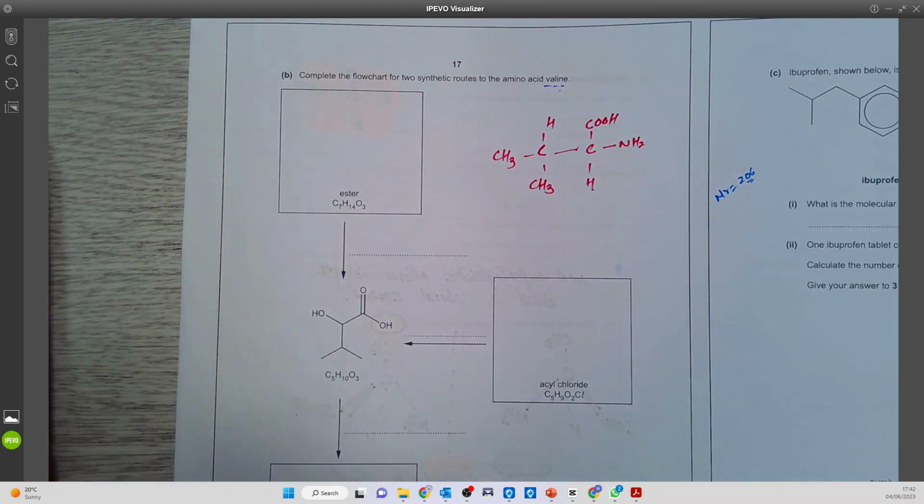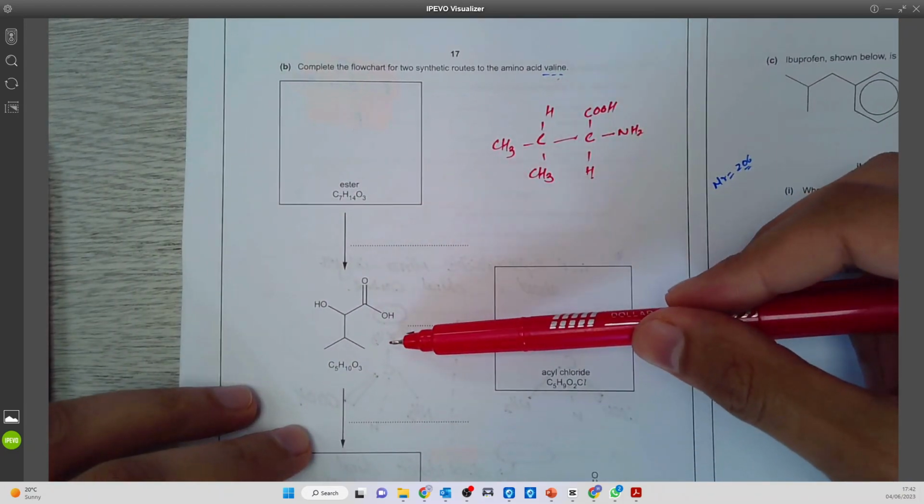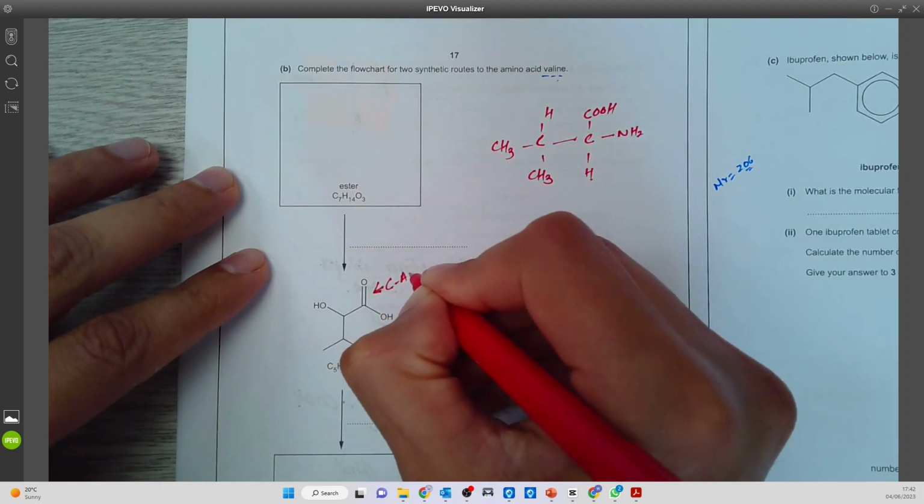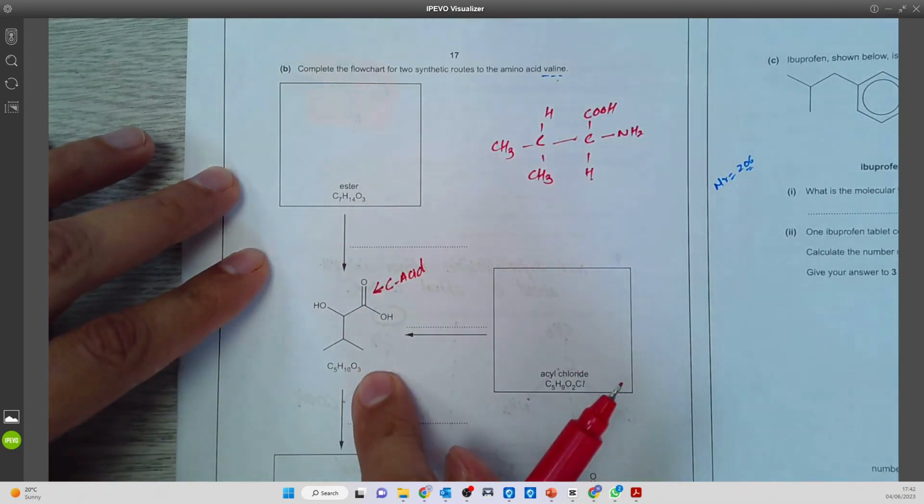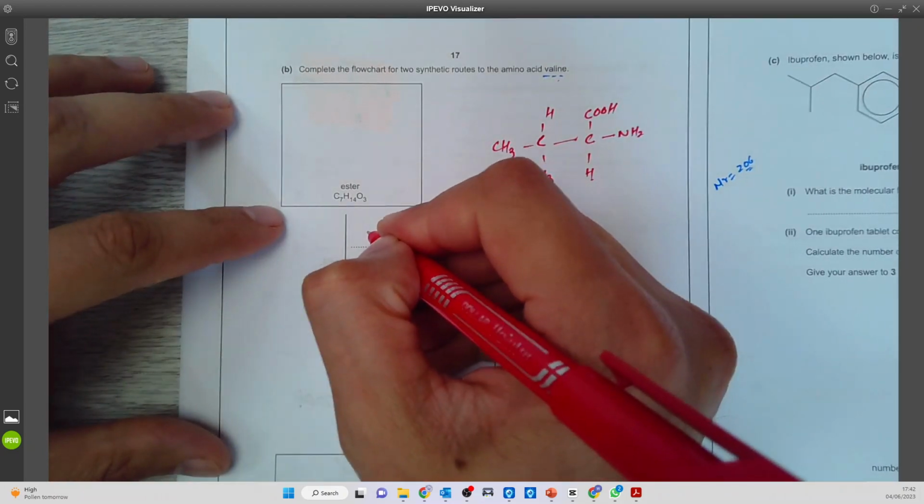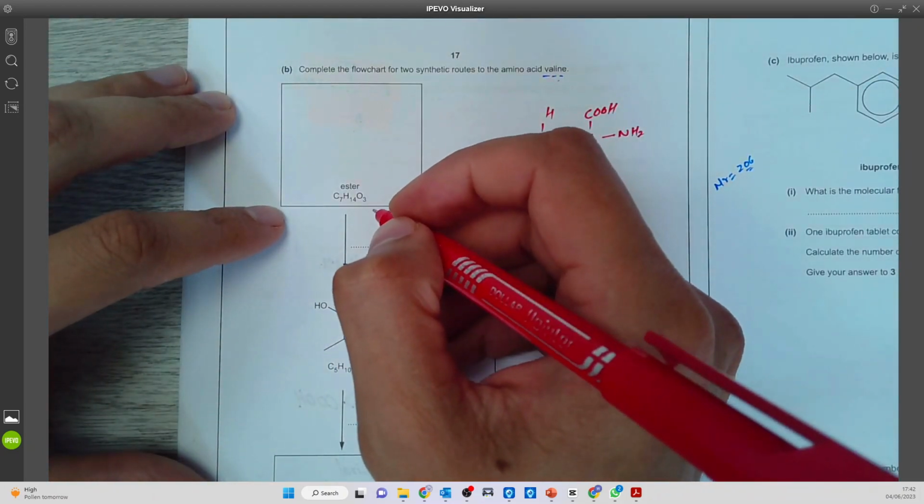So if we start with ester, they've got something here. What is this? This is my carboxylic acid. So from ester to carboxylic acid, what will I need to do? I'll have to carry out hydrolysis. So I can say it will be H2O in the presence of H positive.